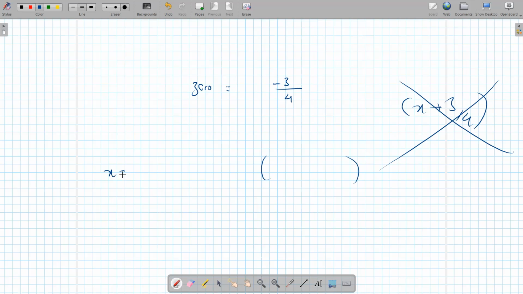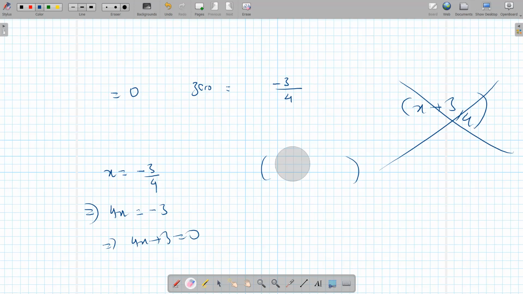Think of it like this, right? You work backwards. Why don't you try this? x equals 3 over 4. Work backwards up until the point you get a 0 on the right-hand side. What do we do first? We multiply by 4, okay? So you get 4x equals negative 3, and then you add 3 on both sides. There we go. 4x plus 3 equals 0.